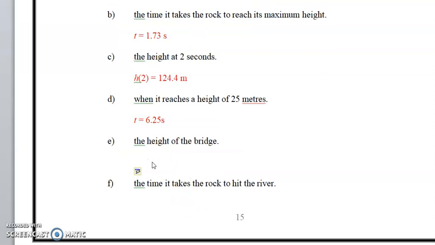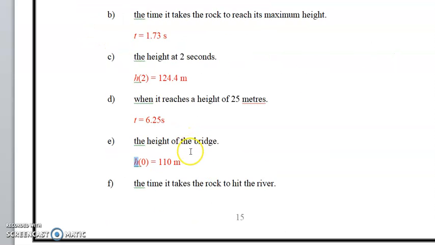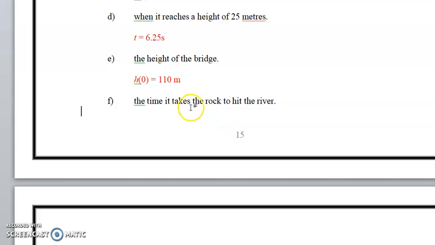It says determine the height of the bridge. The bridge is when your height at 0 seconds, that's at the very beginning, which is literally just your y-intercept, which is right here, the initial, so it's the 10. And then the last question says the time it takes for the rock to hit the river. So that is going to be t equal to 6.78 seconds. It has now hit the ground.